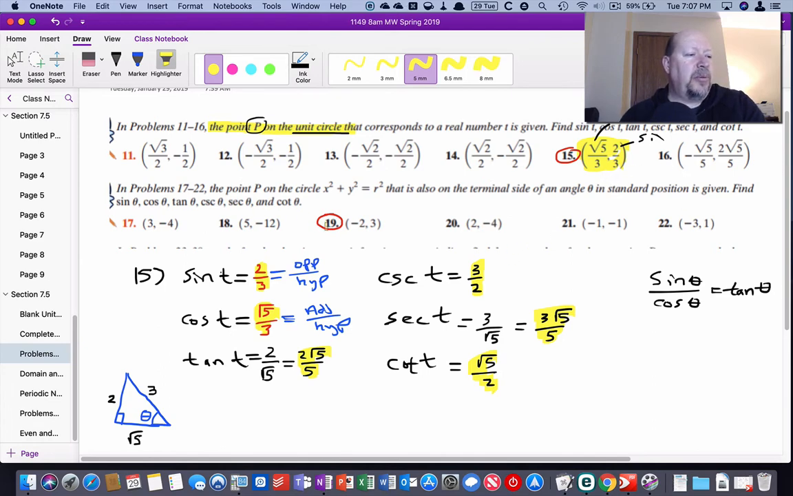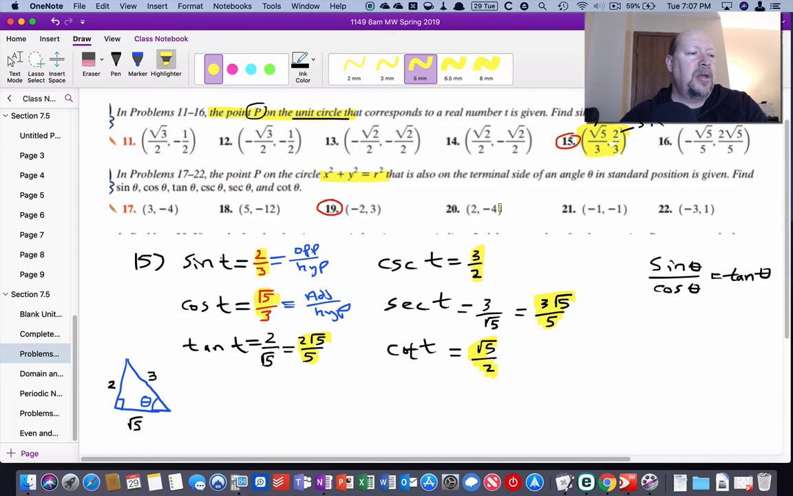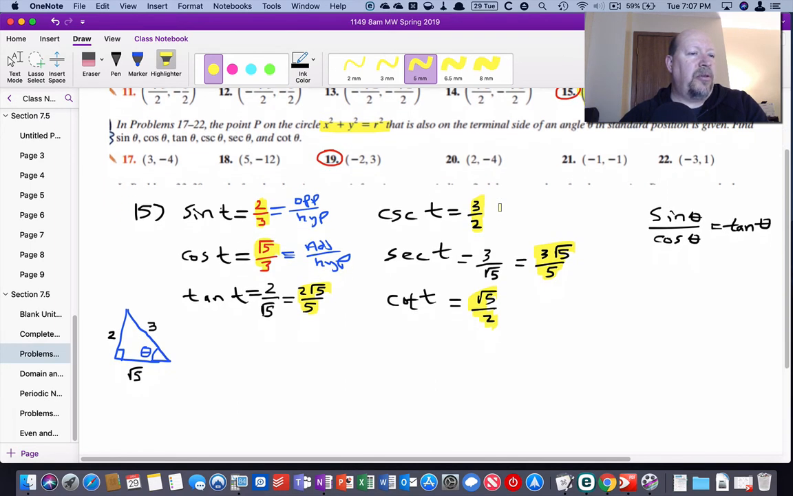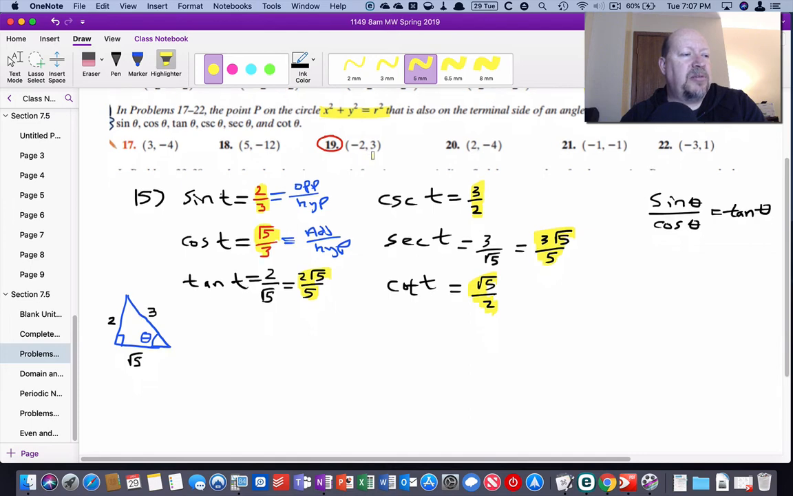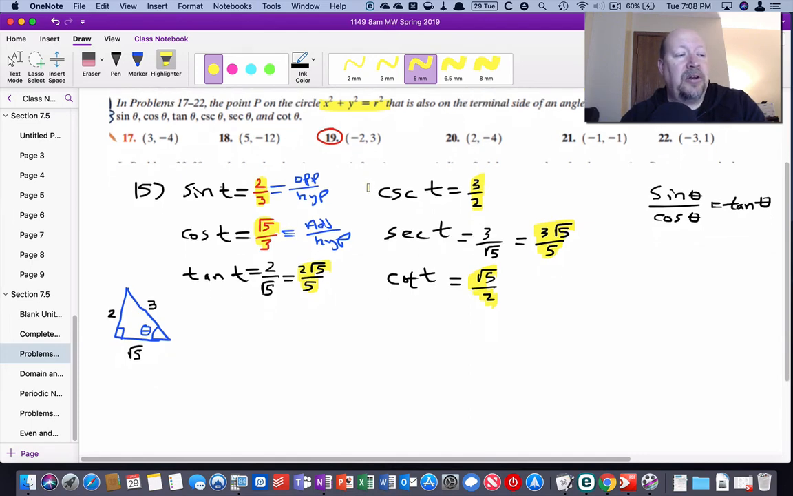Now the second problem here, number 19, is a little different. It is a point on a circle, but we don't really know that it's the unit circle. We just know that it's a circle. It says the point P is on a circle x squared plus y squared equals r squared, that is also on the terminal side of some angle theta. And then we're supposed to find the six trig functions for this angle theta. So they said we have a point, and that point is on the terminal side of the angle theta, and they give us this point here, negative 2, 3. Now, it's not the unit circle, so we cannot say that negative 2 is the cosine or 3 is the sine.